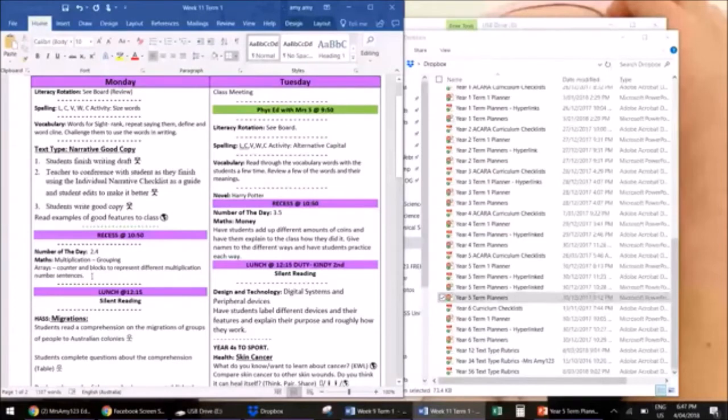So I've actually got one-to-one iPads in my classroom this year. It's trialing it within the school. And I think what we might do is we might take pictures of the arrays that they make with manipulatives.